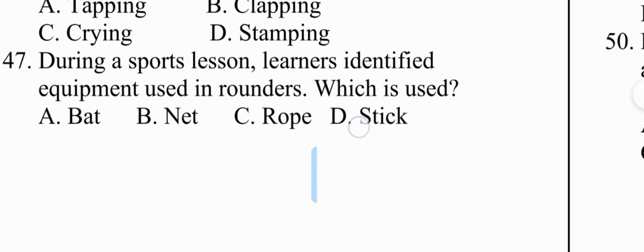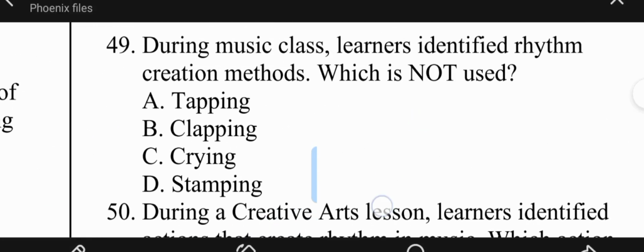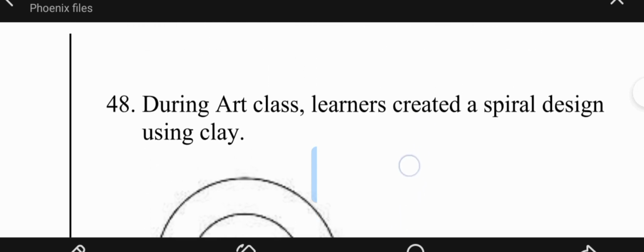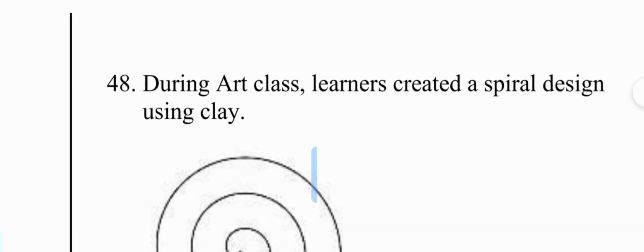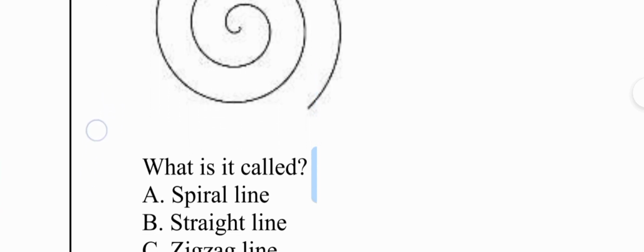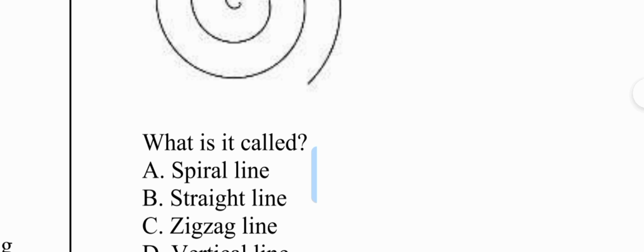Number 48 says, during an art lesson, learners created a spiral design using clay. What is this called? Spiral design. That's a spiral line, which is A.